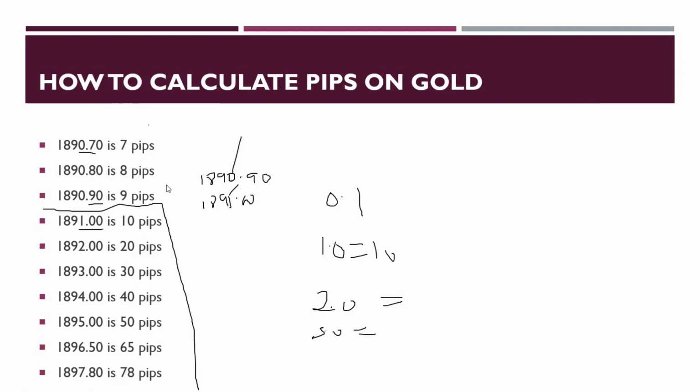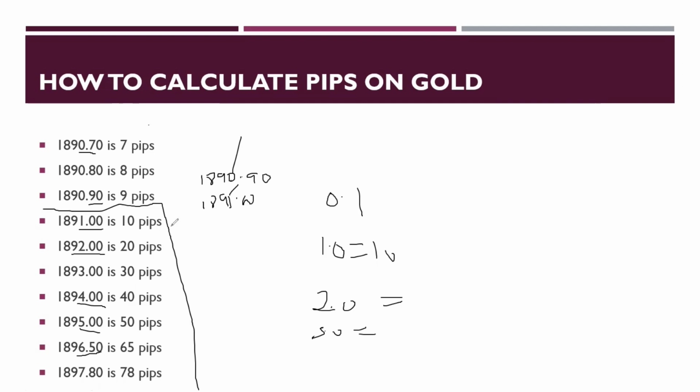Then 1892.00. Now we focus on this. 92, right? Is what? 20 pips. Then 1893.00, 30 pips. 1894.00, so I'm focusing on this, 40 pips. All right. Then 1895.00 is what? 50 pips. Are you seeing that? Then 1896.50. Let me trick you small. 6.50 becomes what? 65 pips.